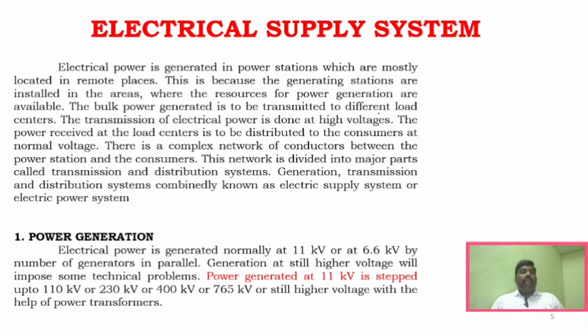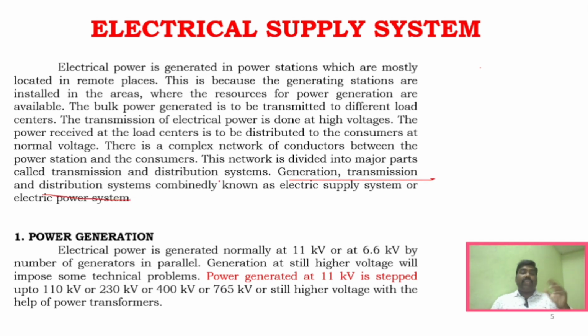As I said, the power stations will normally be in remote areas where resources for power generation are more and available aplenty. The transmission of electrical power is done at high voltages. That is because of several advantages. We call it the electrical supply system because it combines generation, transmission and distribution.